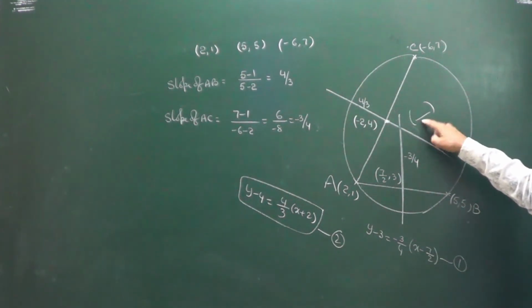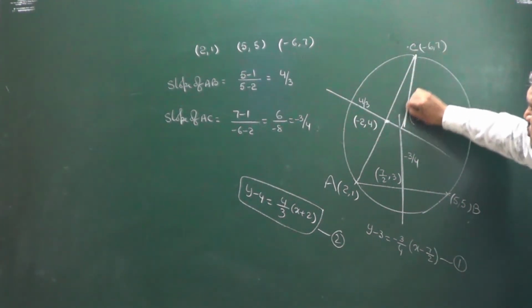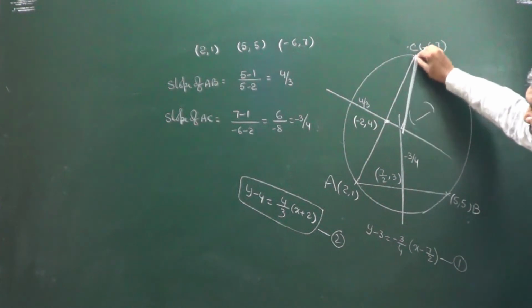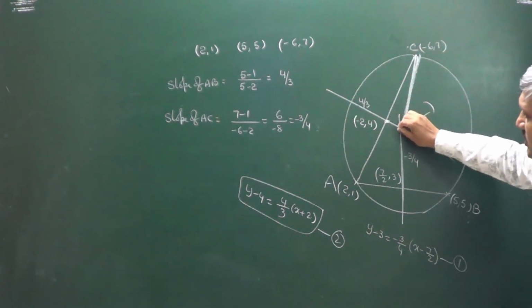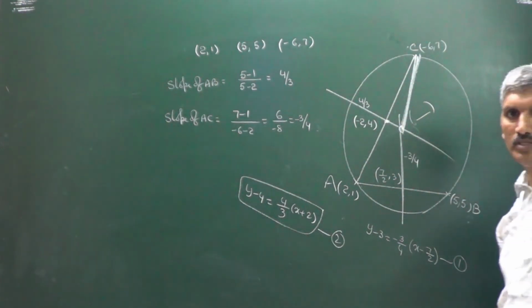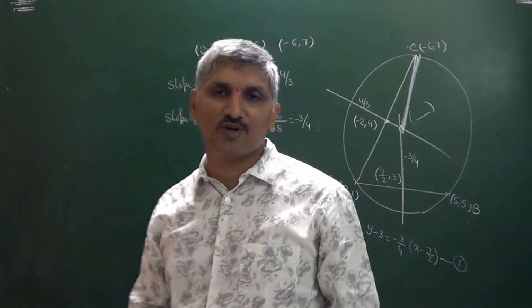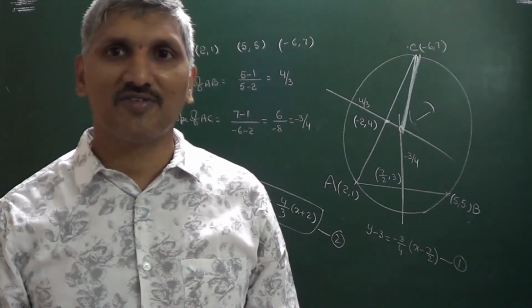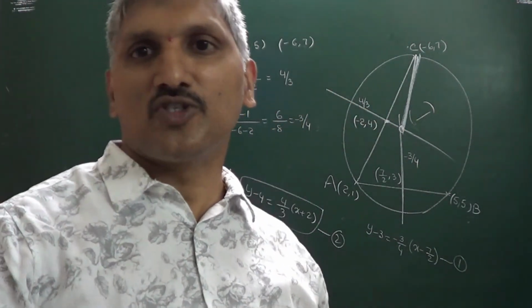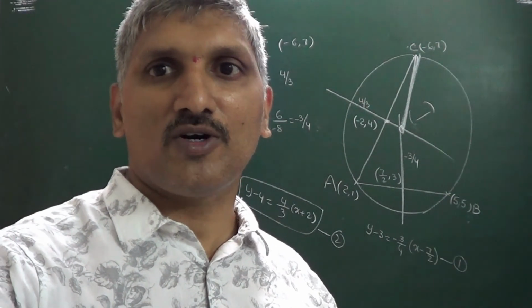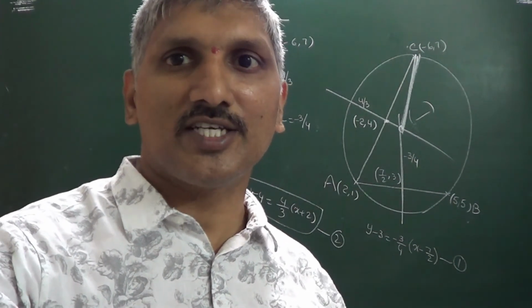The distance between the center and any of these points is the radius. Center we know, radius also we know. Then we can find the equation of the circle. Okay, so try to work out more questions. If you have any doubts, we can discuss in the next class.